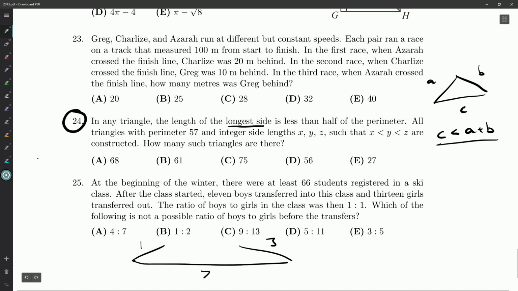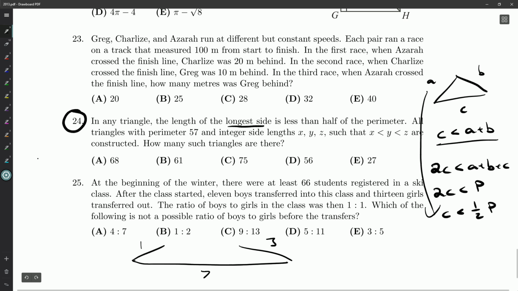And from there, if we add C to both sides, you get A plus B plus C, but that's the perimeter. So 2C needs to be less than the perimeter, or C has to be less than half the perimeter. And that's just a nice general rule. So they're telling us that in the question. We don't actually have to prove it, although we clearly just did. Okay, so longest side is less than half the perimeter.